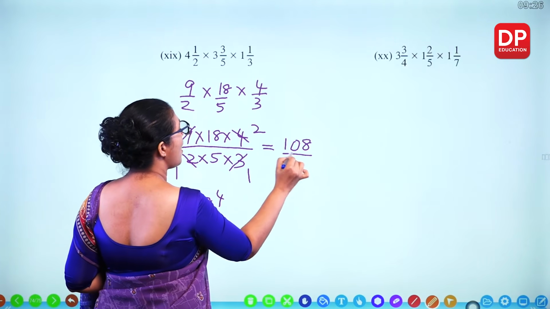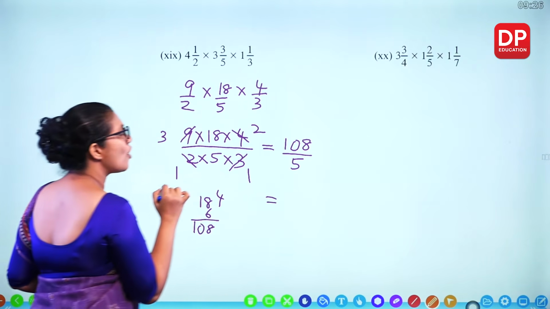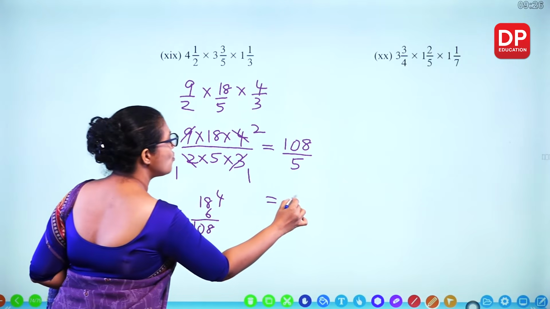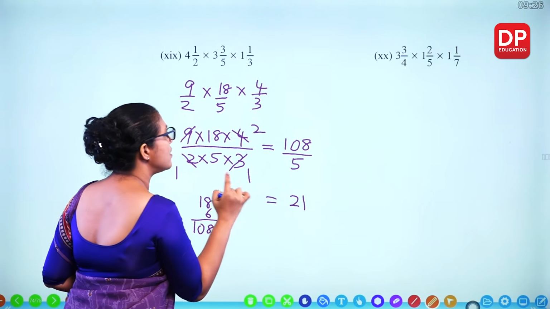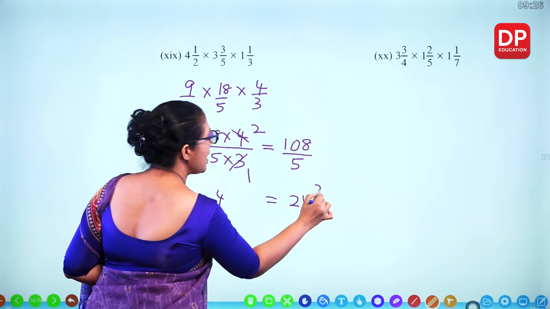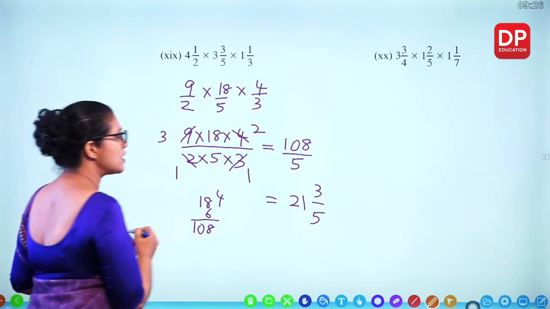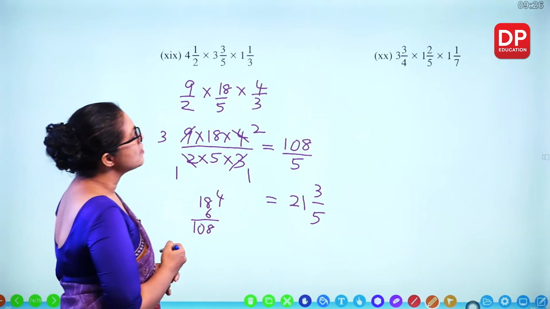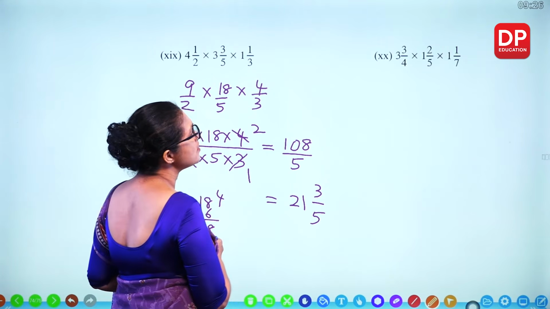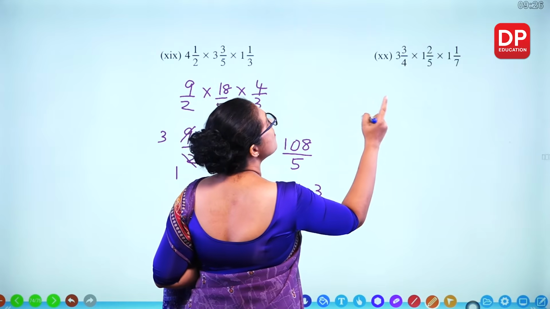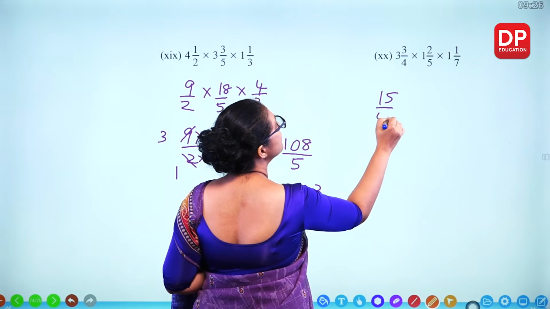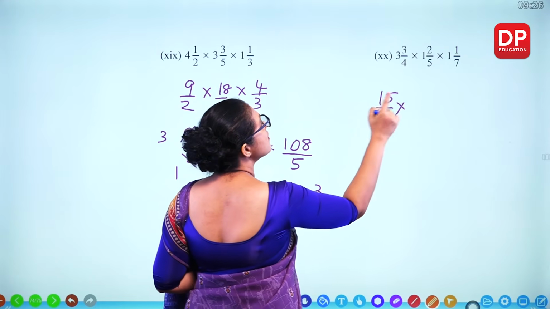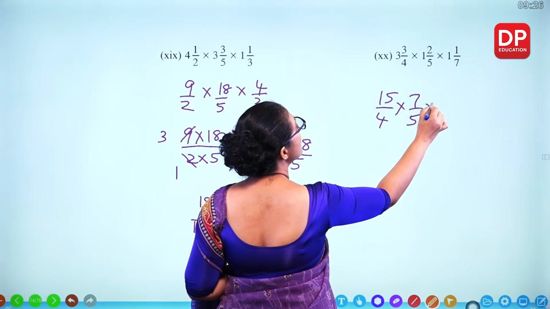108. Divide by 5. So how many parts are there? 2 and here 1. So 3 remaining, so 3/5. 21 and 3/5. This one convert to improper fractions. 12 plus 3, 15. This one, 7 over 5.